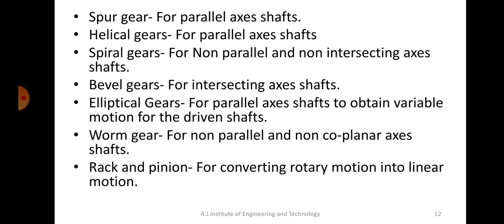They will be having an elliptical circumference. So what will happen is the shafts can be parallel, but they can have variable motions. Next one is worm gear. We have seen this. They are also an example for non-parallel and non-coplanar. That means their axes are not parallel, and at the same time they are not on the same plane. They are non-coplanar axes. And the last one is rack and pinion, where they convert rotary motion into linear motion.